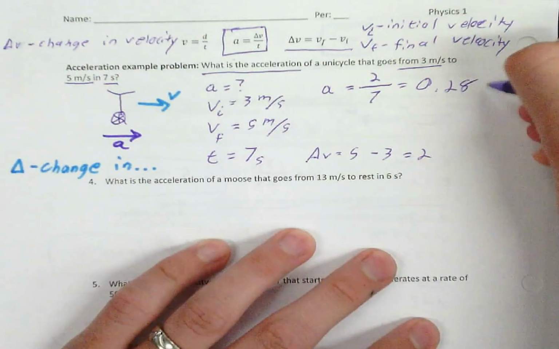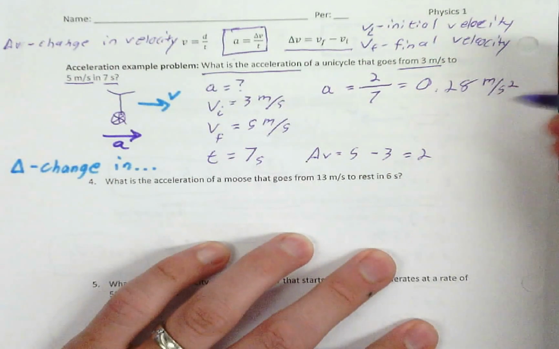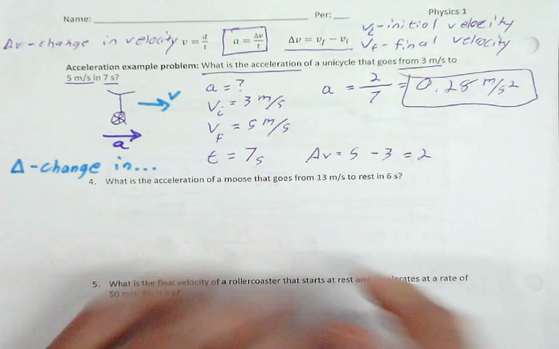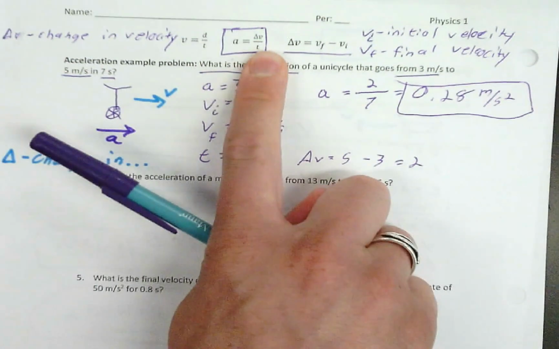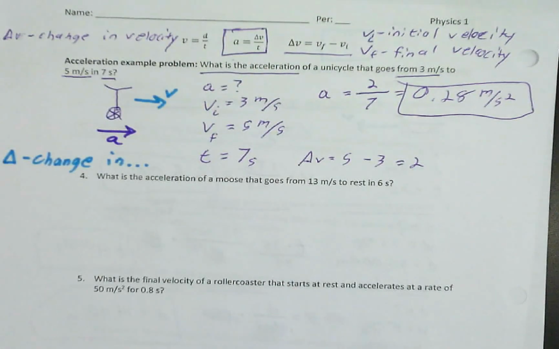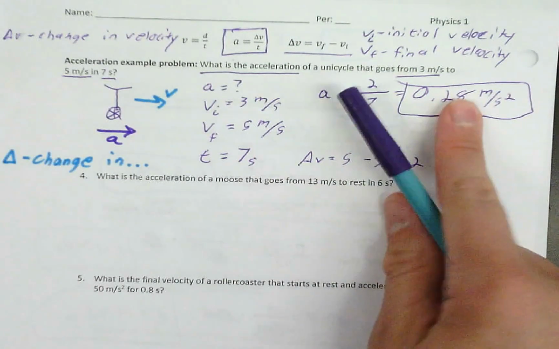And that's your answer. Unit is meters per second squared. Again, if you don't have that memorized yet, it's meters per second, that's velocity, over seconds. So if you do meters per second over seconds, that would be meters per second squared.